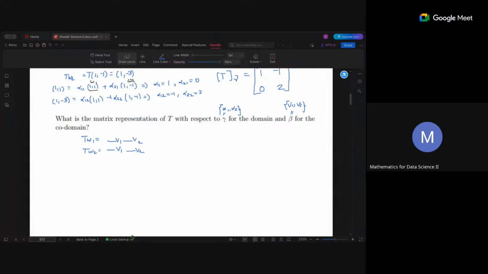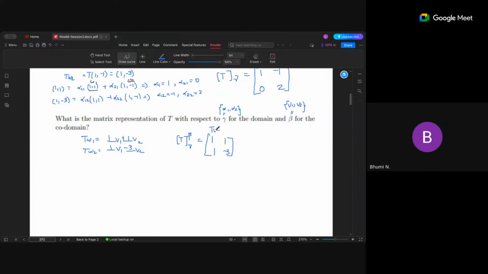Shall we check the answer? Yes, ma'am. So what are the coefficients of V1, V2 for TW1? 1, 1. Very good. What about TW2? 1, minus 3. Correct. So for domain gamma and codomain beta, we have the columns 1, 1 and 1, minus 3.